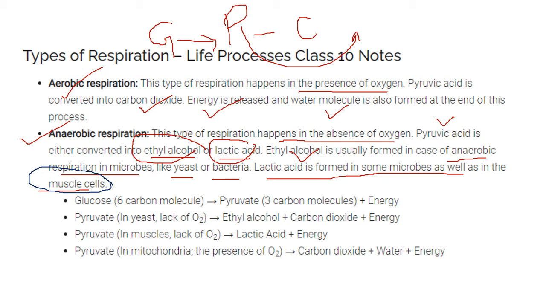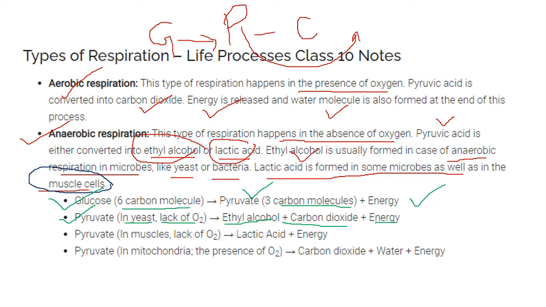So let's see what we have studied till now. The first process is that glucose, which is a 6 carbon molecule, will be converted into pyruvate, which is a 3 carbon molecule, and energy is released. Next, if the pyruvate is in yeast, that means there is a lack of oxygen, that means I'm talking about anaerobic respiration. So what is produced? Ethyl alcohol and carbon dioxide, and energy is released.